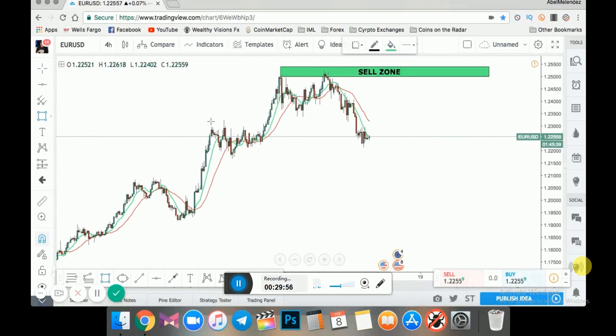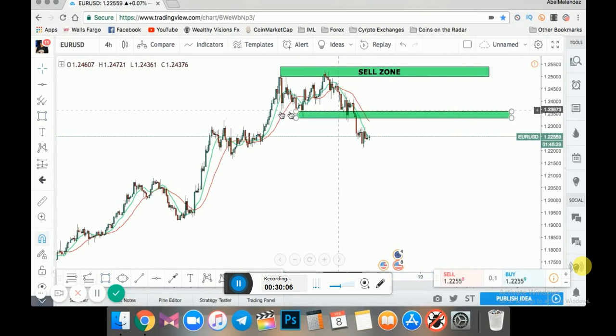And now for this level right here, you can take advantage of all these levels where price stopped. Now we got some rejection right here. Same concept as before, you put it on the body to the wick, and then you extend it out. And look what happened right here.